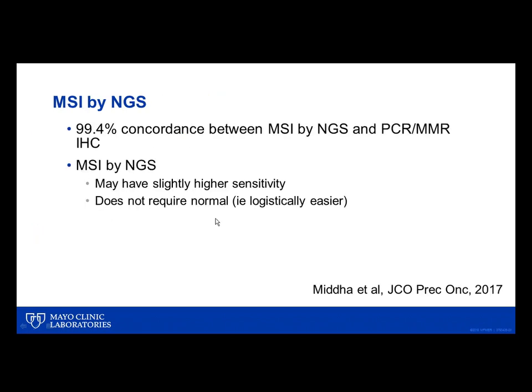Now, MSI by NGS is a relatively new platform, and the available data from 2017 and subsequent to this will indicate a high degree of concordance between next-generation sequencing and MSI by PCR and MMR IHC. Now, MSI by NGS may have some advantages, and I'll have a summary table shortly in the presentation to highlight the advantages and disadvantages of the various methods. But for now, MSI by NGS may have a slightly higher sensitivity because it examines many more microsatellites. It does not require normal, which makes it a logistically easier test to deploy because you don't have to track a normal. You can just use a tumor sample or identify a normal.